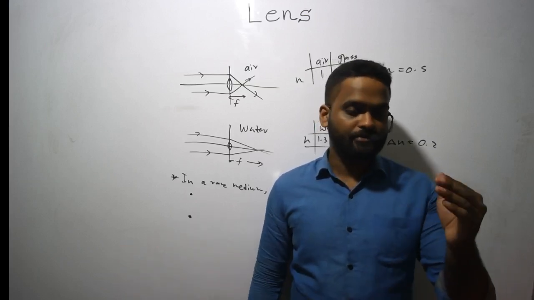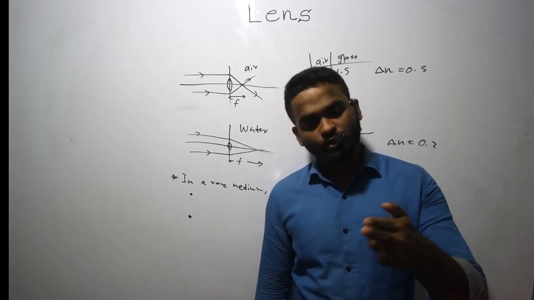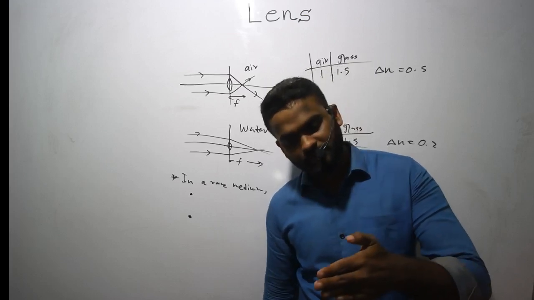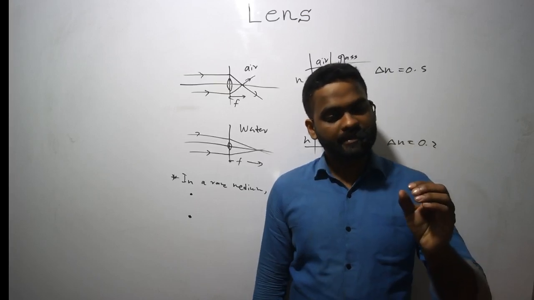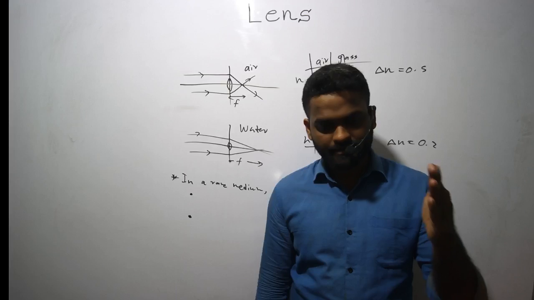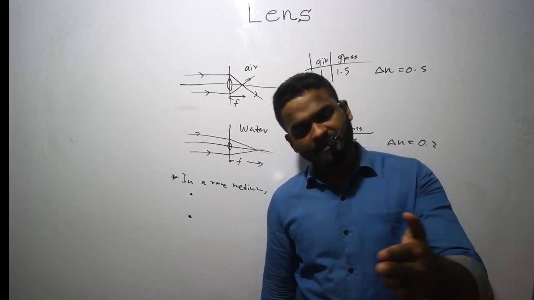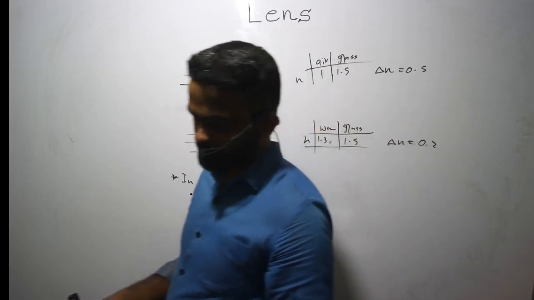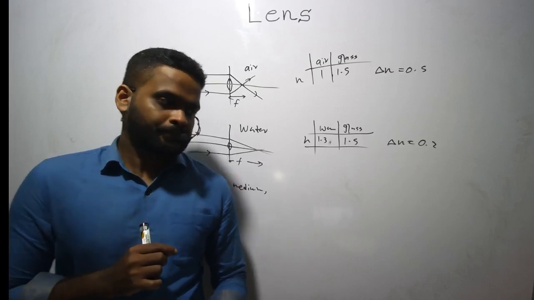Right? Diverging means away from the principal axis. Converging means towards the principal axis. Remember like that. In some cases, it doesn't converge to a point, but always those rays, if it is converging, they bend towards the principal axis, right?